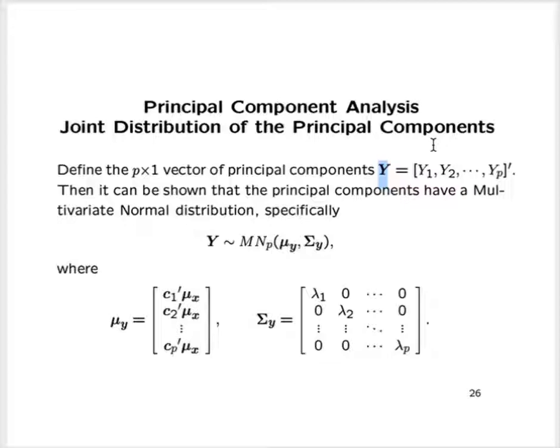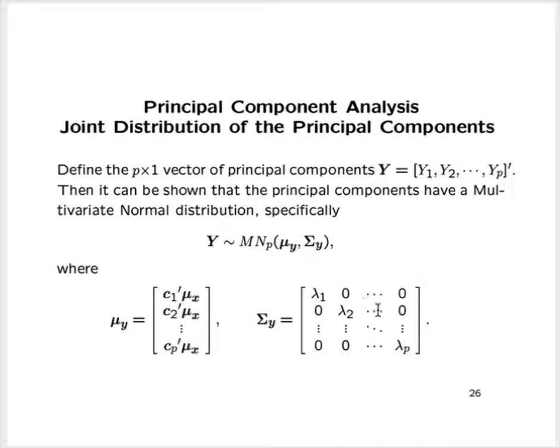Now, if the original x vector is multivariate normal, in fact p-dimensional multivariate normal, then it can be shown that the principal components have a multivariate normal distribution as well. In particular, the vector of principal components is again p-dimensional multivariate normal with mean vector given by this vector here, which just takes the information that we stated before and puts these individual means of the y's into a p by 1 vector. And then the covariance matrix of the vector of principal components is this p by p diagonal matrix. Notice that all of the off-diagonal elements are zeros. Again, that's because the principal components by construction are uncorrelated.